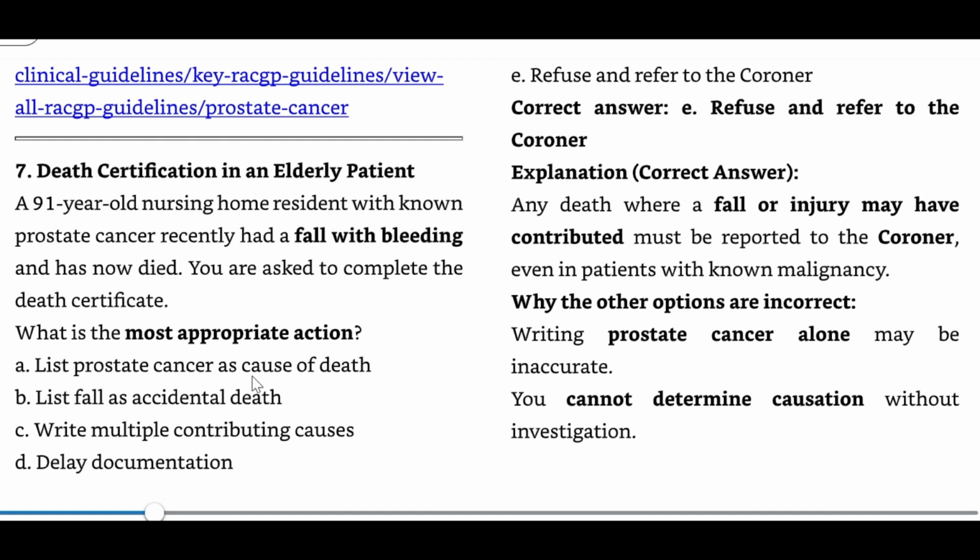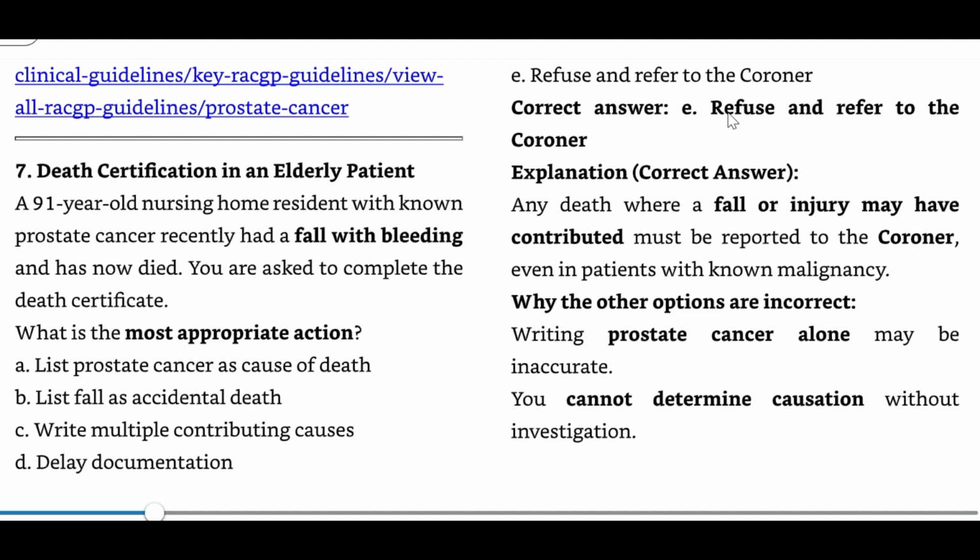List prostate cancer as cause of death. List fall as accidental death. Write multiple contributing factors. Delay documentation. Refuse and refer to the coroner to investigate the cause of death.